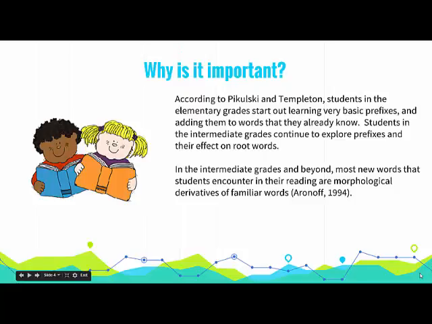In the article, Teaching and Developing Vocabulary, Key to Long-Term Reading Success, Pekulski and Templeton state that the majority of English words have been created through the combination of morphemic elements, that is, prefixes and suffixes with base words and word roots. If students can understand this process, they will better be able to break a word down to find its meaning. The authors go on to say that the students at the elementary level will start out by learning and mastering basic common prefixes, such as un, mis, and dis.